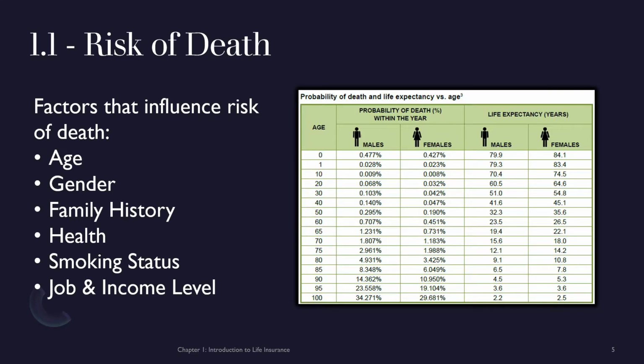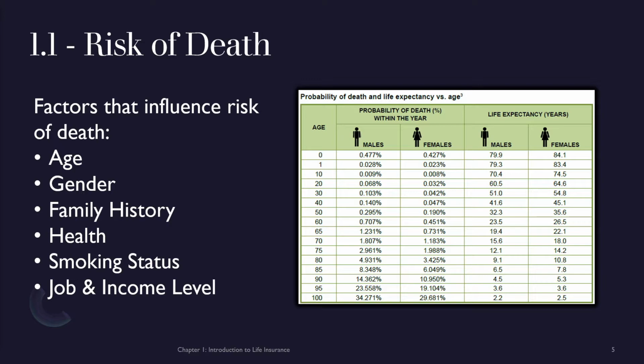So risk of death. Life insurance allows people to protect their family from the risk of the insured passing away. Now, when buying insurance, insurance companies assess the individual's risk of death by looking at various factors such as age, gender, family history, health, smoking status, and sometimes job and income level. Using these factors, they calculate the risk of death for that individual. There are 2 ways of looking at this. There is the probability of death and life expectancy.